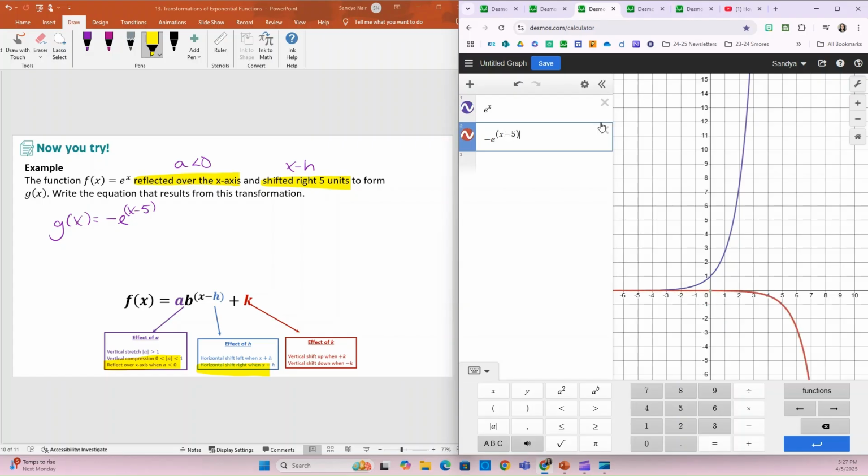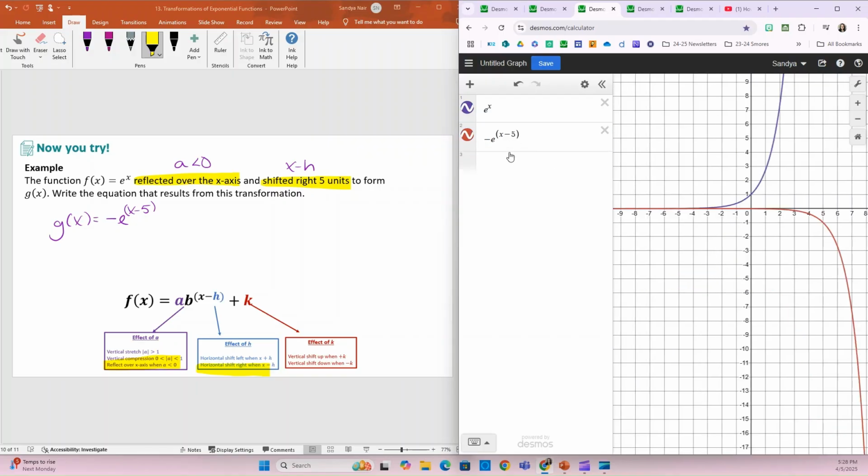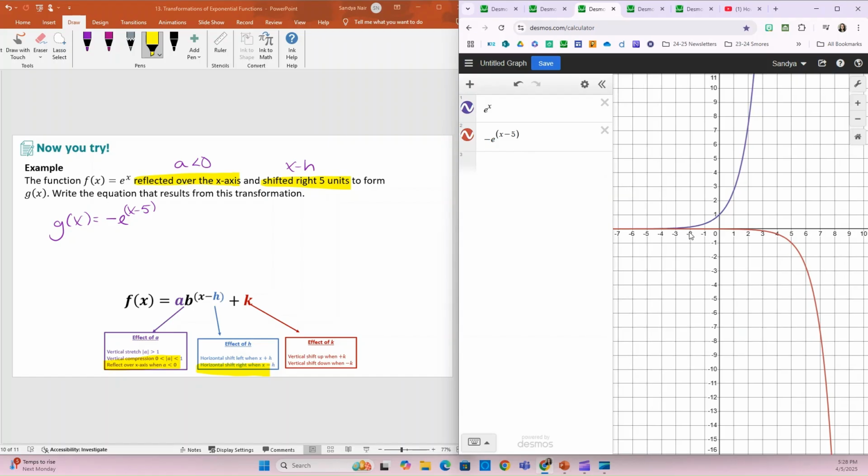parentheses x minus 5, because the problem is if you just do negative e and then do the exponent and then you just type x minus 5, you see how it puts the minus 5 right here? That would be a minus k. So to get that minus 5 to be in the exponent to reflect the horizontal change, you have to put that exponent in parentheses. So you can see that when we write the function correctly, this is actually reflected over the x-axis and it is also shifted to the right 5 units.